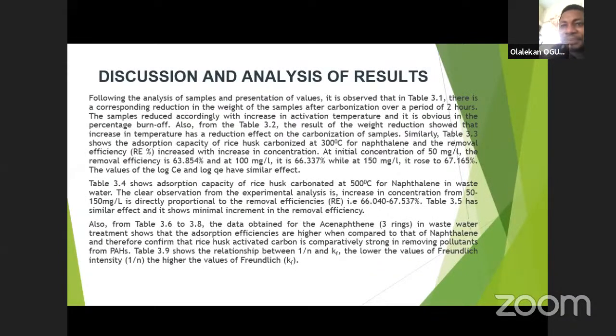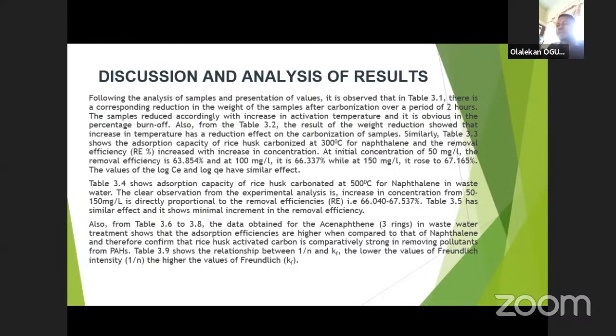We can now see that if we increase the concentration, there's a likelihood that the removal efficiency of such activated carbon will increase, which we have been able to prove with our data. Then, in the same way, the initial concentration that was done for the various samples showed a removal efficiency of 63.85% at 100 milligram per liter and 66.337%, while at 150 milligram per liter, it rose again.